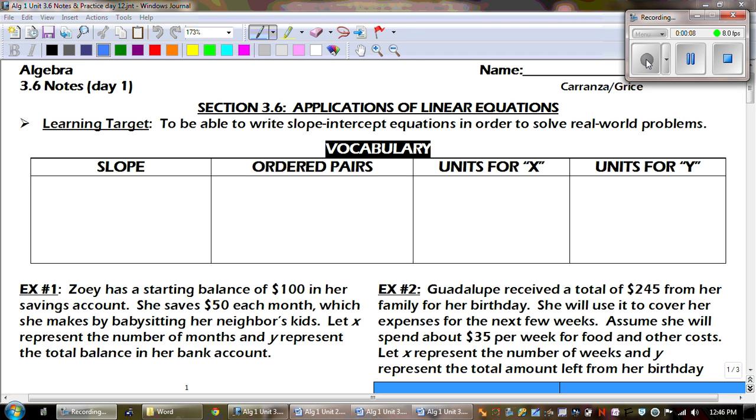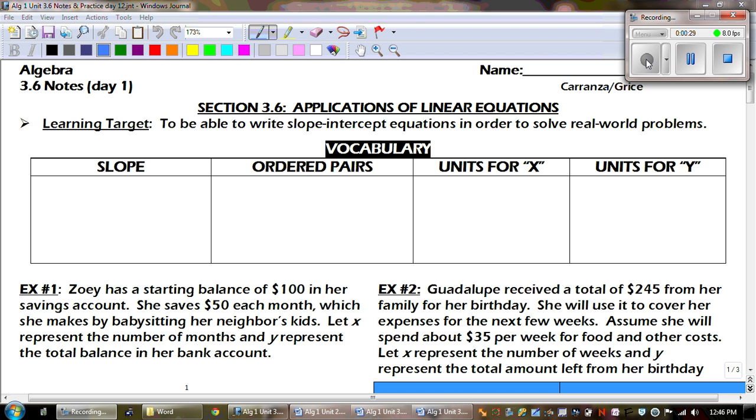Today we're talking about applications of linear equations. Our learning target today is to be able to write slope-intercept equations in order to solve real-world problems. Today we're going to be working extensively with word problems and then trying to apply slope-intercept equations to those.